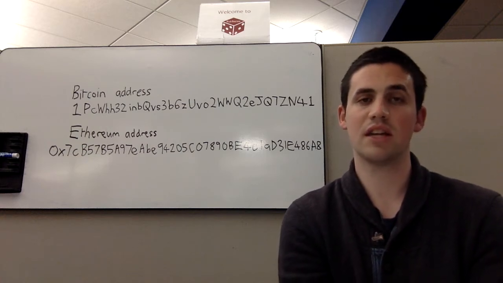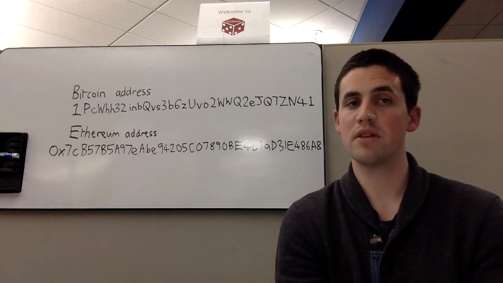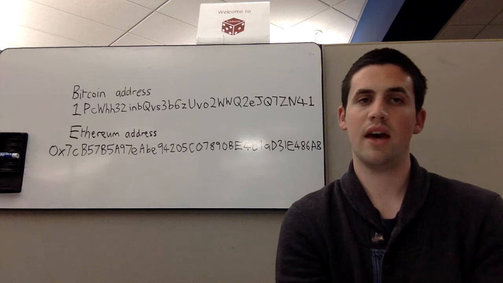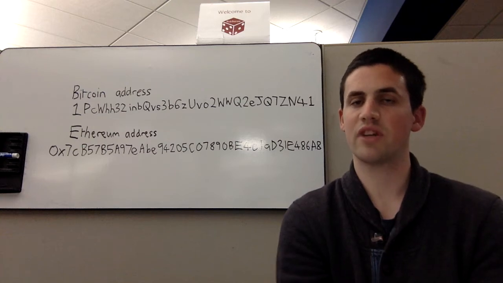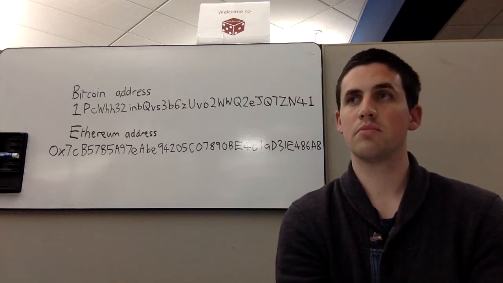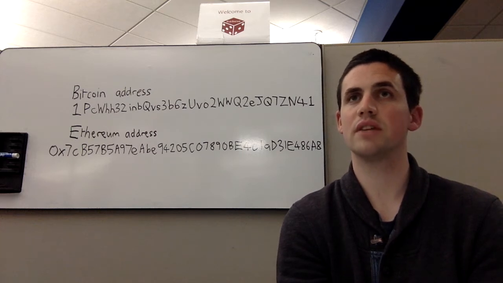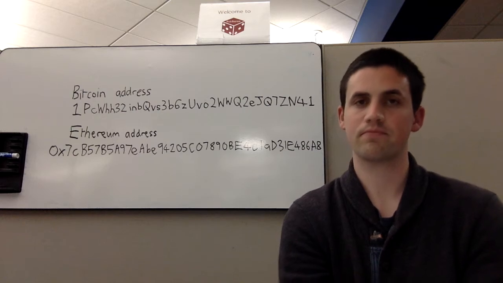Other similarities include, as you can see, they both include numbers and uppercase letters and lowercase letters. And to calculate these addresses, they both make use of hash functions. And hash functions convert longer strings into shorter strings of a specific length.